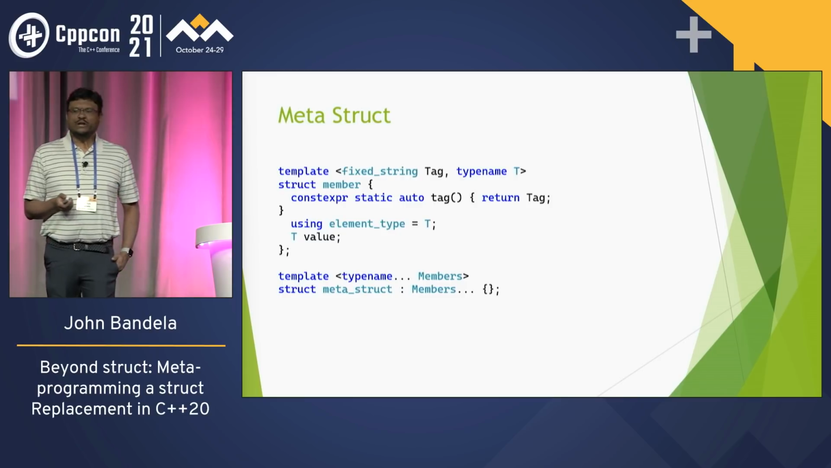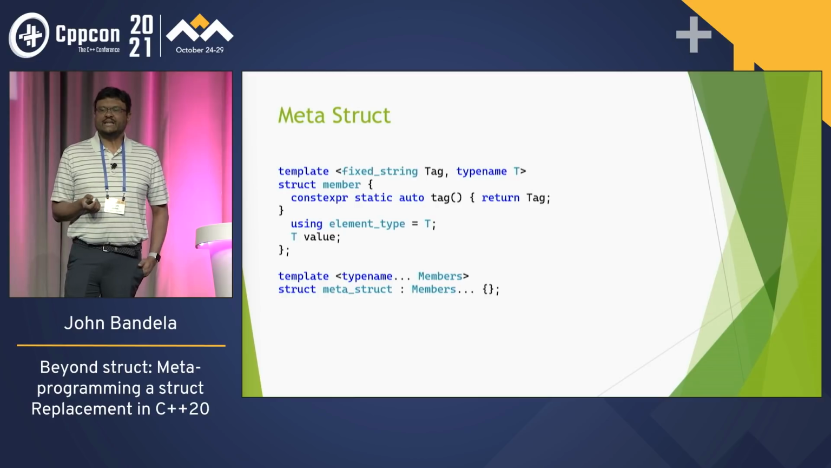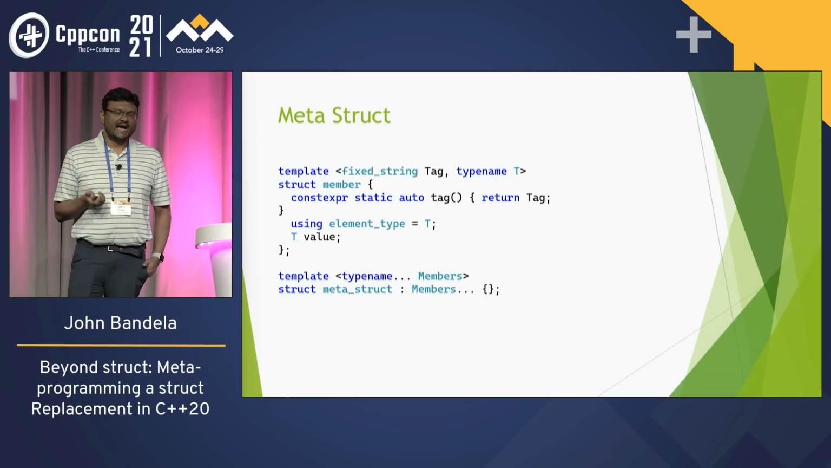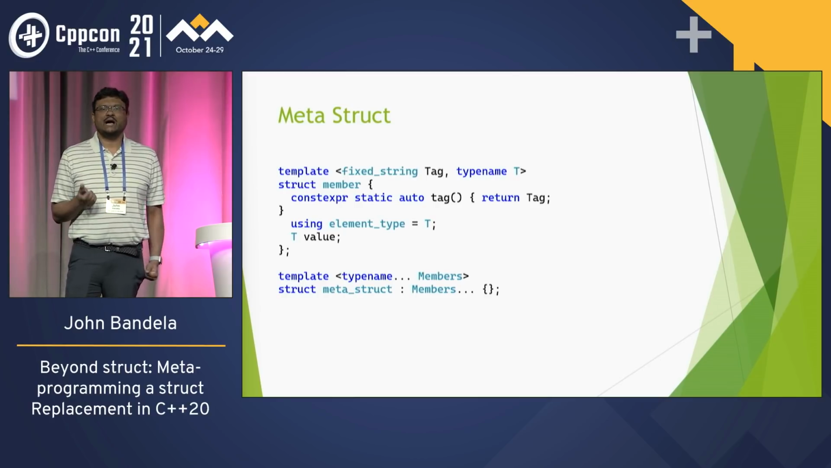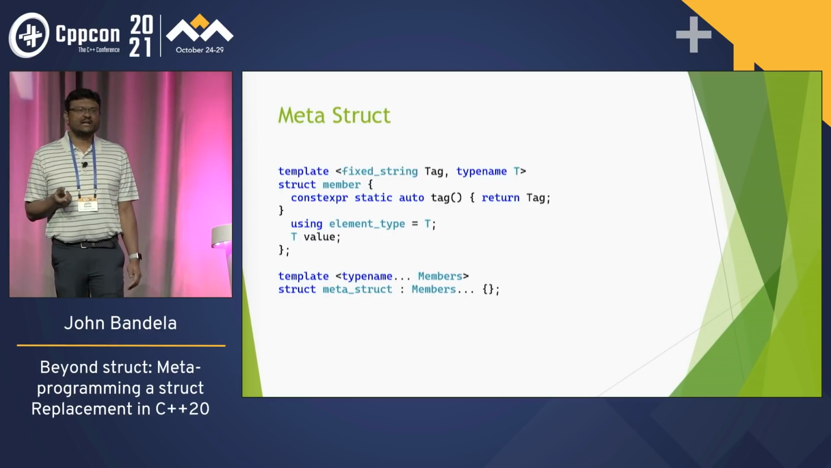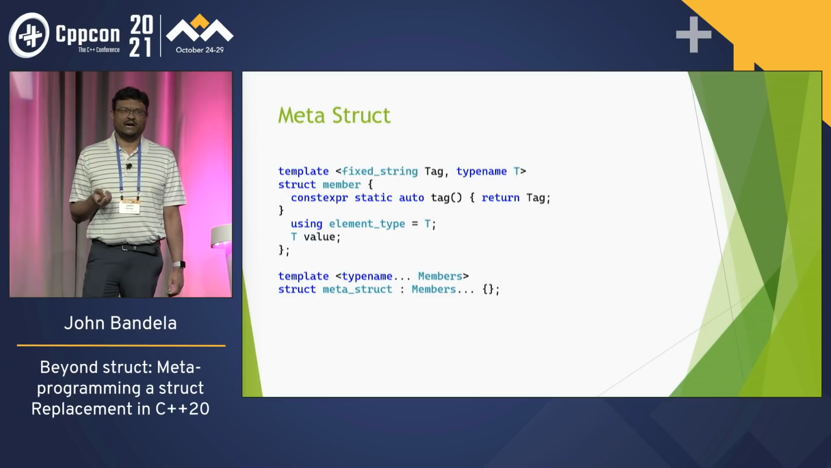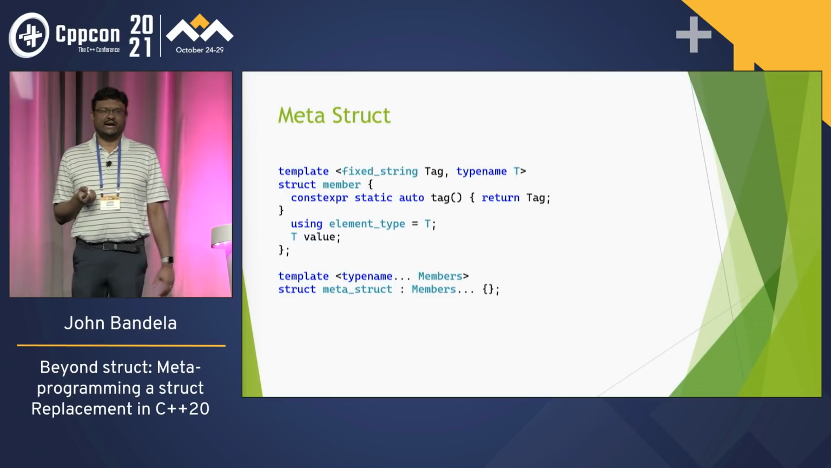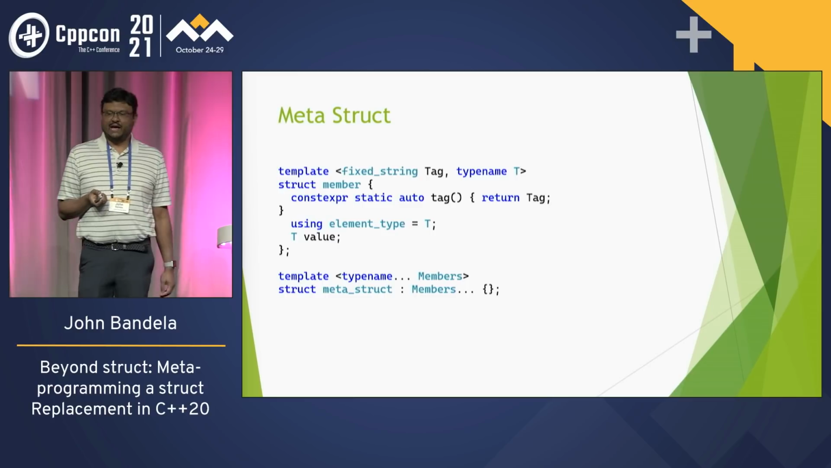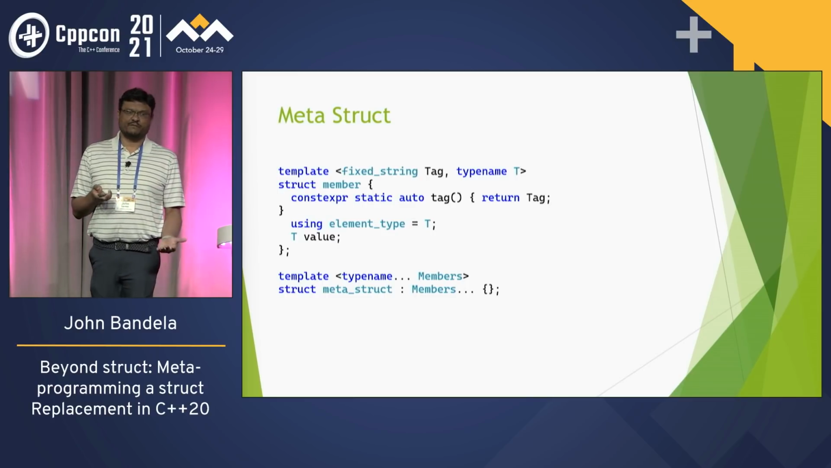All right, so what does our metastruct look like? We have this type called members, which takes a fixed string as a tag, a non-type template parameter. Because we have CTAD, the argument deduction for the template, we don't have to provide an n for it. And we just have a little accessor tag and typedef for the element type, and we store the value. And for metastruct, we just take a parameter pack of members and inherit from them.